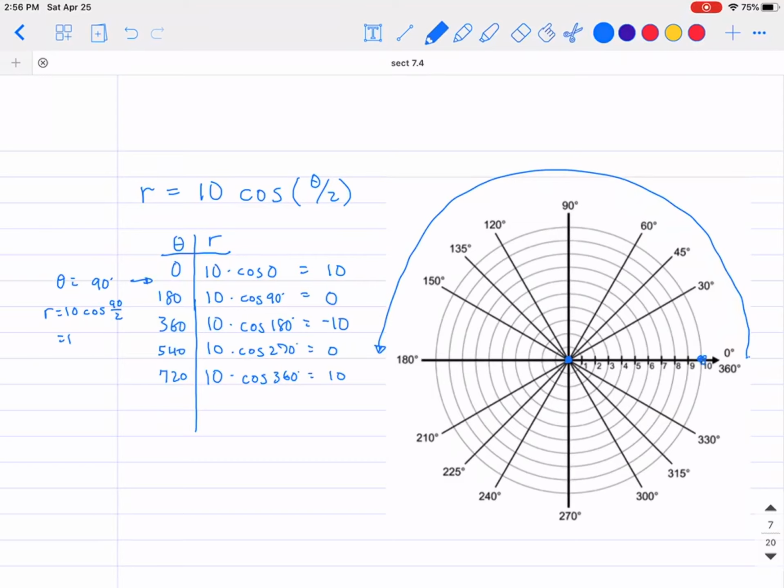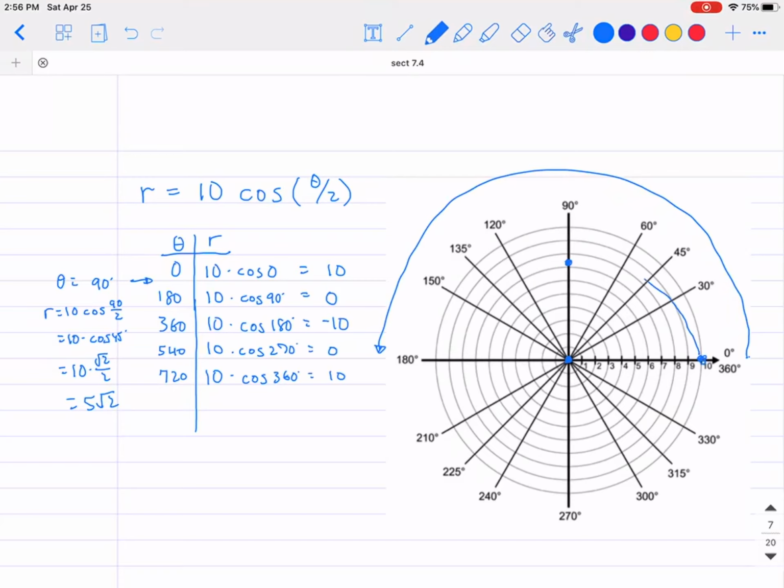At 90 degrees, you're going to get r is equal to 10 multiplied by the cosine of 90 divided by 2. So that's 10 multiplied by the cosine of 45. So that is 10 multiplied by root 2 over 2. So the answer there is 5 root 2. So the coordinate over there, that's approximately like 7, which is located over here. With those 3 points, I think we have a better idea as to what's actually happening.